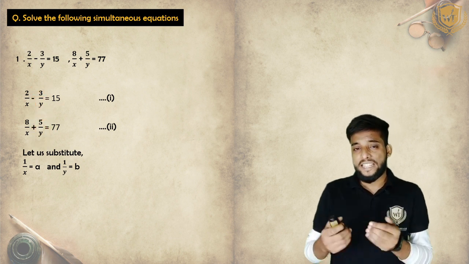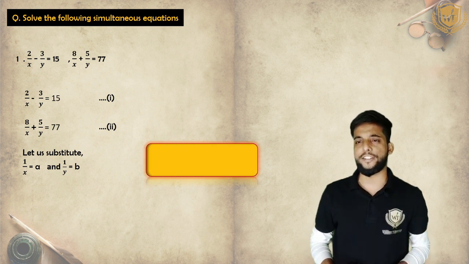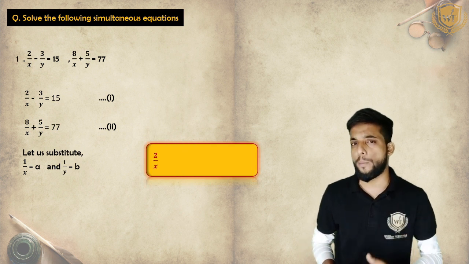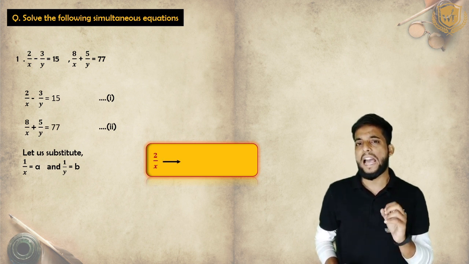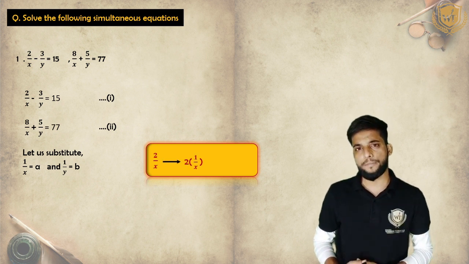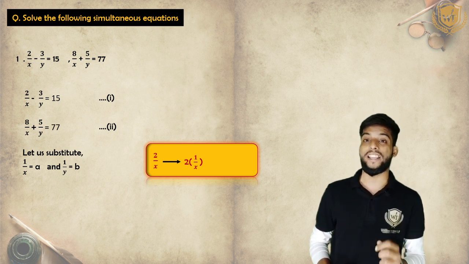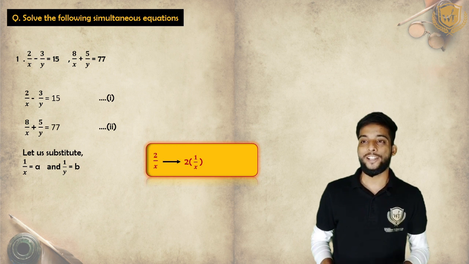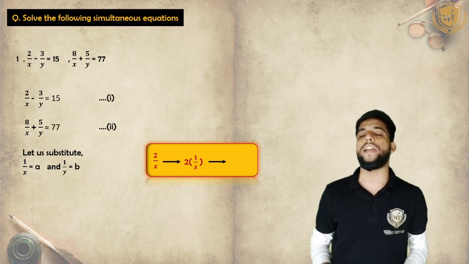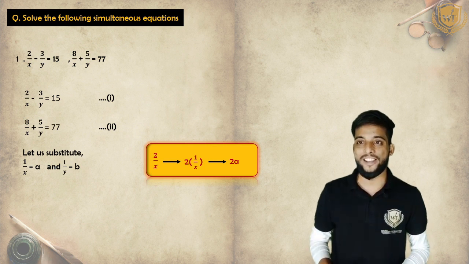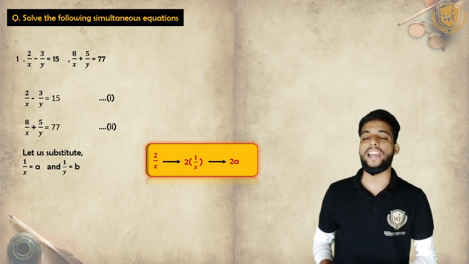Now students, how to write this substitution in the equation form? Let us understand. The first term was 2 upon x. Now 2 upon x we can write as 2 into 1 upon x, correct? Now 1 upon x we are already substituting as a. So this becomes 2 into 1 upon x, matlab 2 into a, which is 2a. So the first term 2 upon x can be written as 2a.